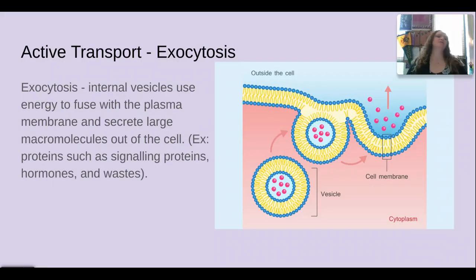All right, so let's switch gears and talk about the reverse of endocytosis. This is called exocytosis. And literally, this is when you have an internal vesicle. It's going to use energy to fuse with the plasma membrane and secrete large macromolecules out of the cell. So this could be things like proteins, signaling proteins, hormones, waste, those sorts of items. And as you can see in this diagram, this is what the vesicle looks like with its phospholipid bilayer. It literally becomes part of the cell membrane so that these items can be secreted, they can be released.